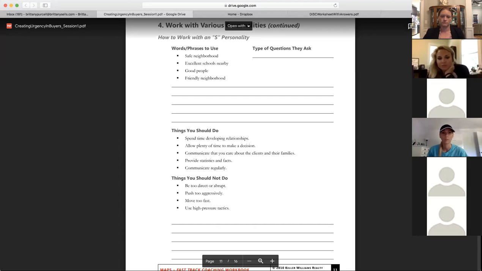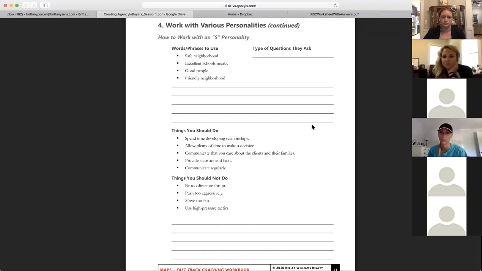Good schools is a big thing, making sure that their kids can go to good schools and point them in the right direction of the ratings of the schools, and just get them with the right people on that. They're good people and they want a friendly neighborhood. So they do want to have friends there. They're not quite as much like the I's who want people over 24/7, but they do want to have friendly neighbors. So those are the words, phrases you can use when you are trying to go out with your S clients, making sure that those are the big points you hit on.